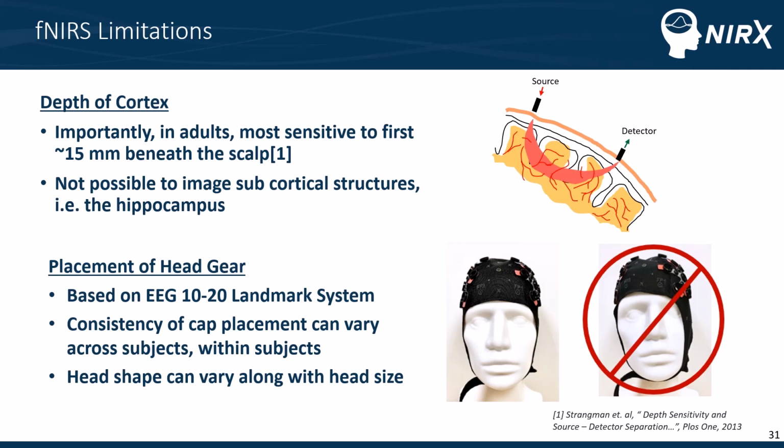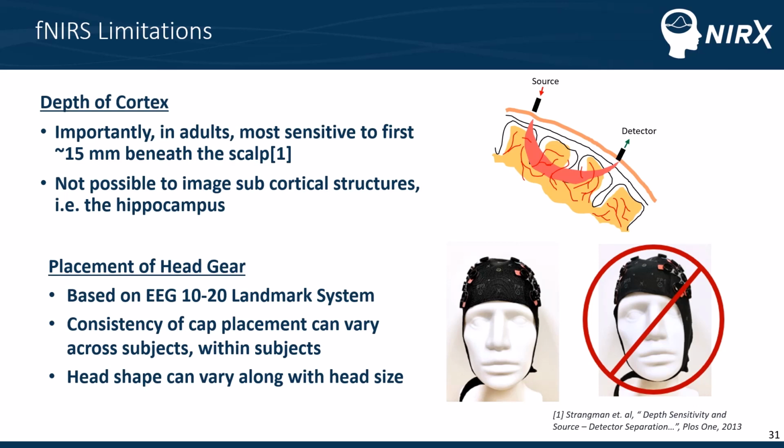Placement of headgear is a limitation of the methodology, so you need to have consistent placement of headgear across participants in order to ensure that you're imaging the same region across participants. With our system, our NIRS cap uses EEG 10-20 landmarks in order to ensure consistent placement across participants, and you also have the caps coming in different sizes. But head shape can vary along with head size, so that will also affect where exactly your probes are imaging. So it's important to keep track of certain fiducial marks and circumferences of your participants.